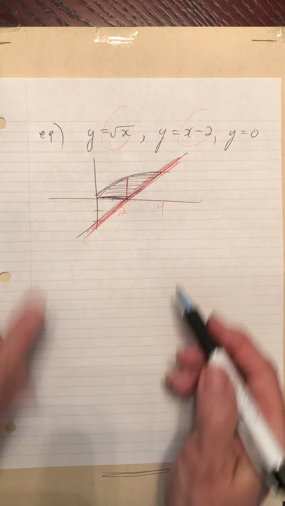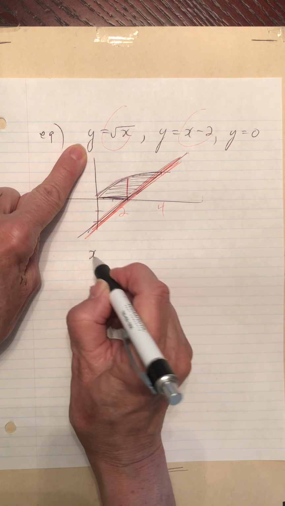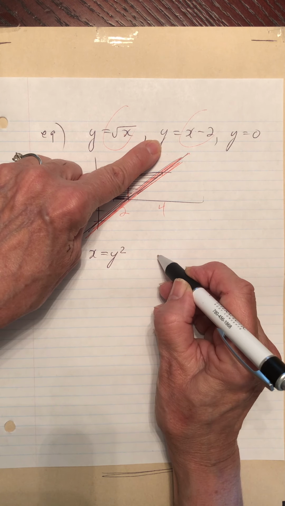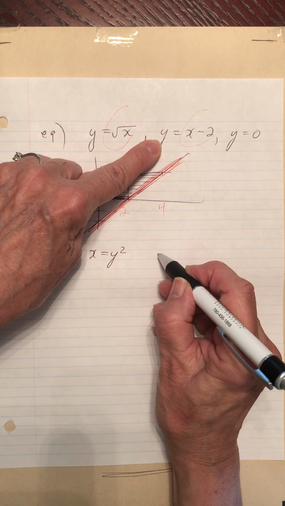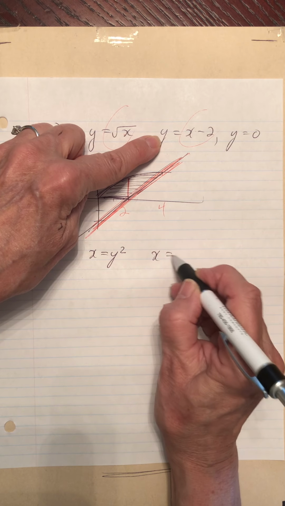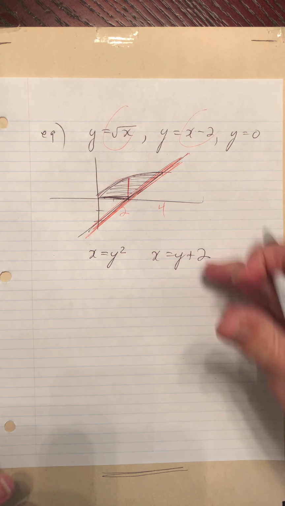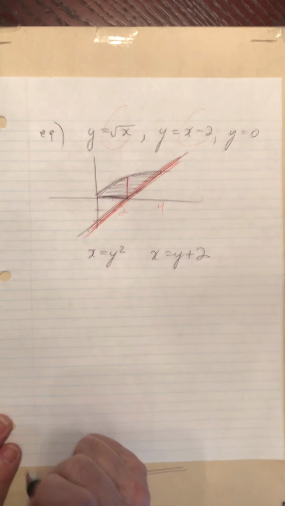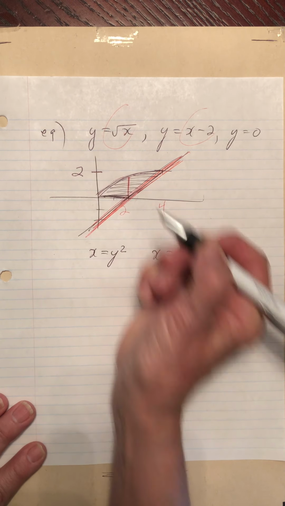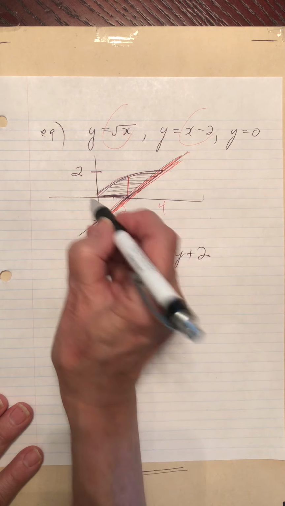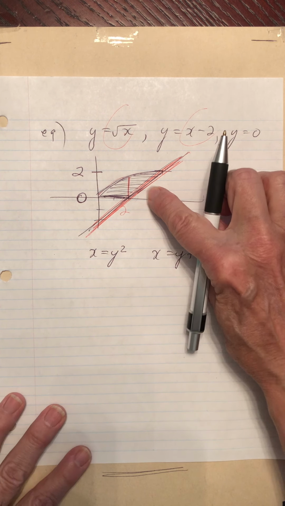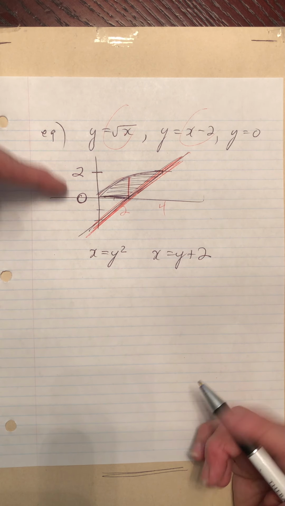If I want to rewrite these, this one is then going to be x equals y squared. This one is going to be, let's see here. This is going to be x equals y plus 2. It still is the same graph, but now finding where they meet, I will have this vertical height right here given to me as 2. From the diagram, I can see my lower limit is 0. So this will be an integration then simply from 0 to 2.